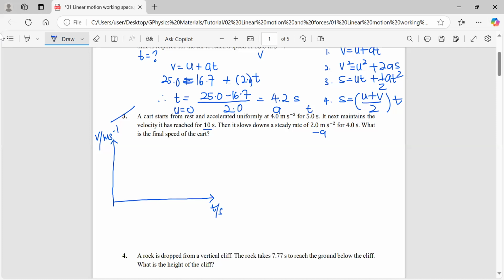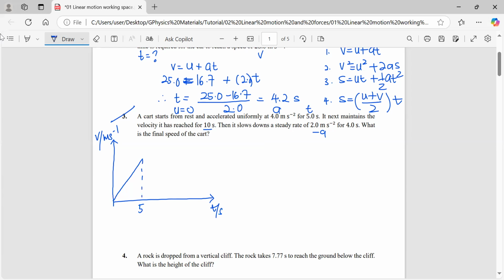So I can start now. From rest, it accelerates uniformly at 4 meters per second squared for 5 seconds. Okay, so I'll just draw a straight line. For 5 seconds, this is 5, because it is already mentioned, accelerated uniformly. So you're supposed to get the acceleration as 4.